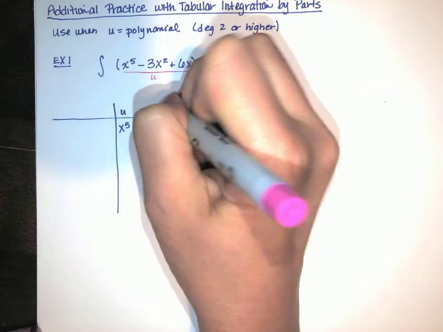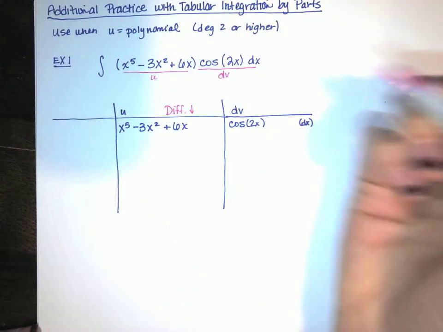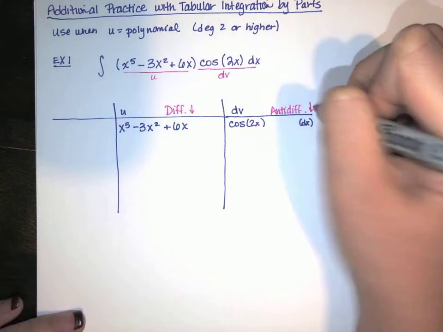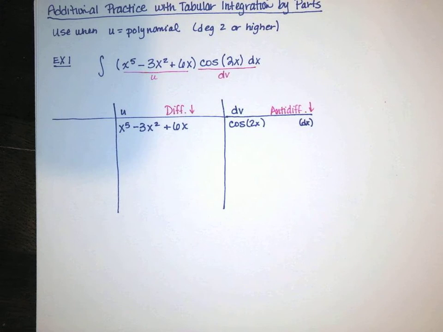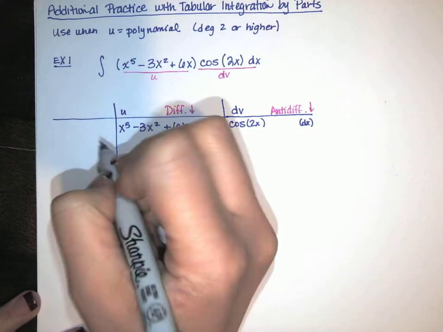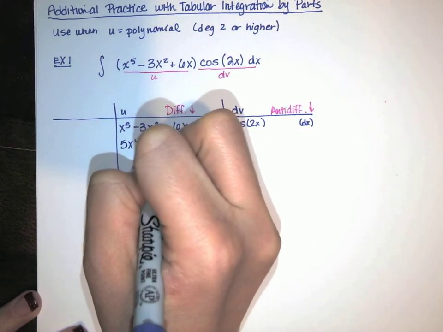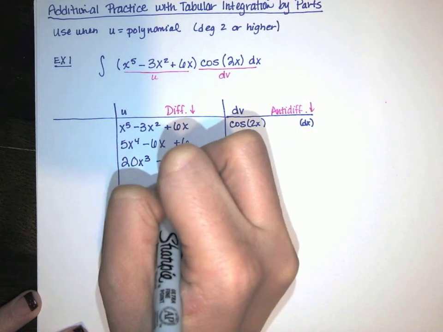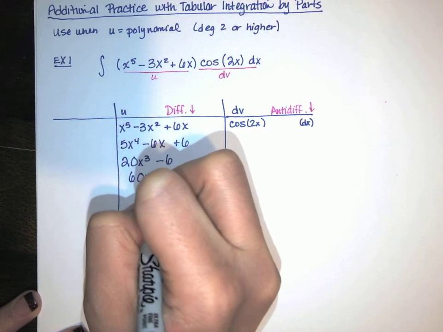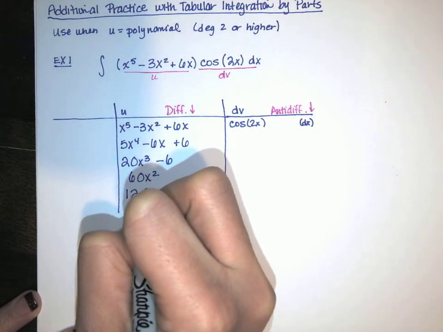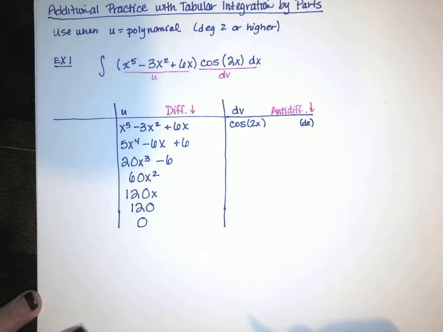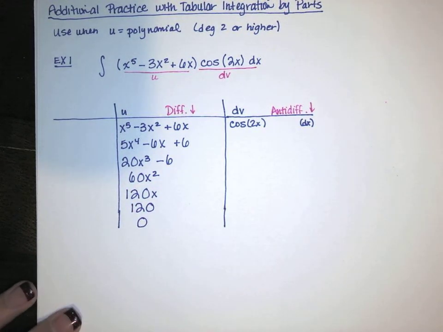And then you want to differentiate in this column until you get 0. And you want to anti-differentiate in this column until you have the same number of rows in both columns. So first I'm going to differentiate until I get 0. So I have 5x to the 4th minus 6x plus 6, and then differentiate again, and then differentiate again, and then differentiate again, and then again, and then again. Yeah, that's going to be a lot of calculation the traditional way. I'm glad we're doing it this way instead.